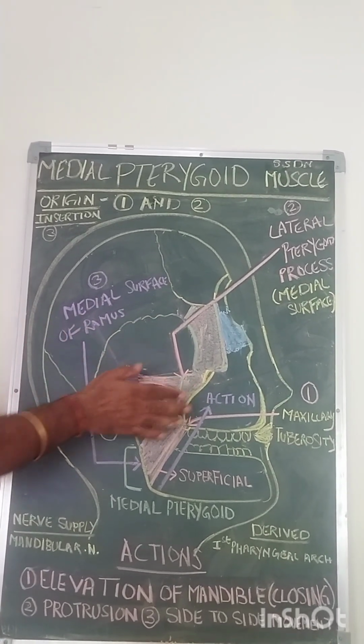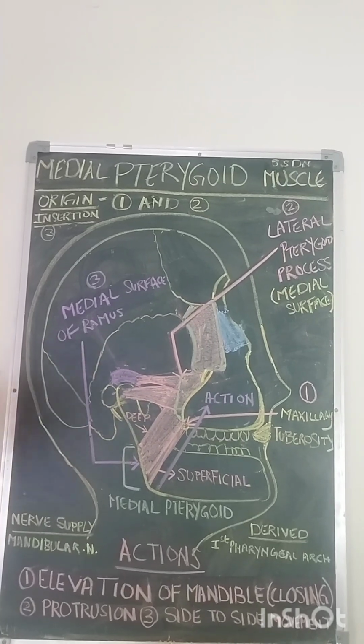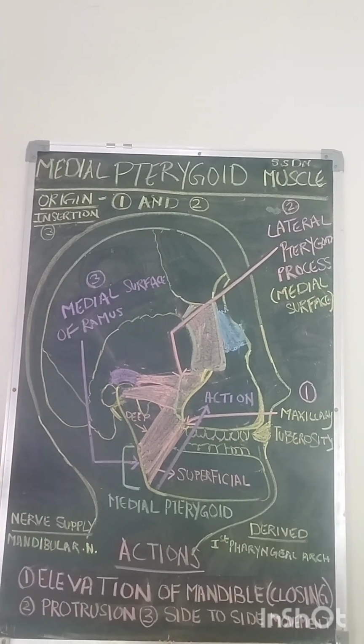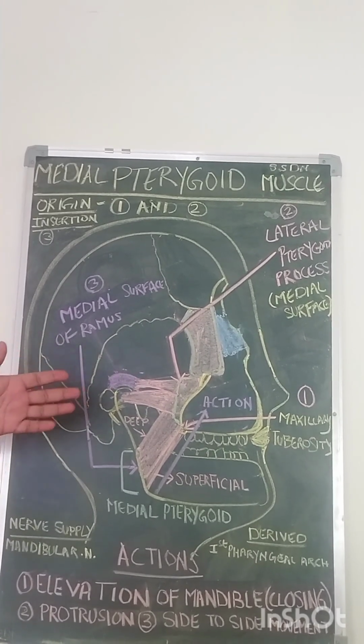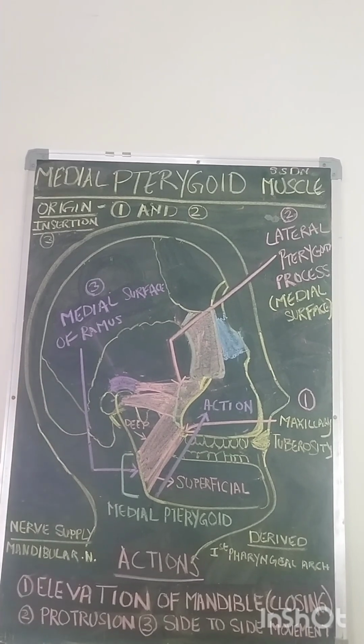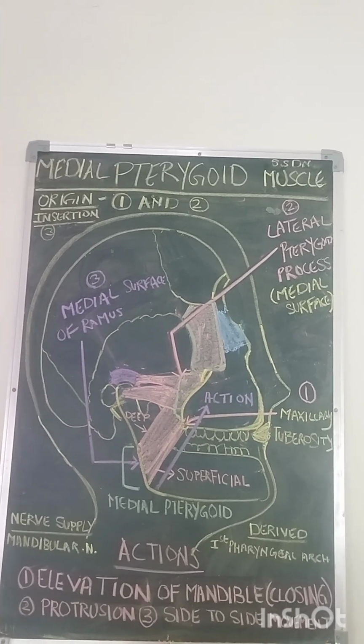The origin is medial and the insertion is lateral. So along with lateral pterygoid, left lateral pterygoid and left medial pterygoid, when they contract, they pull the mandible towards the opposite side. So this is the action of medial pterygoid muscle.